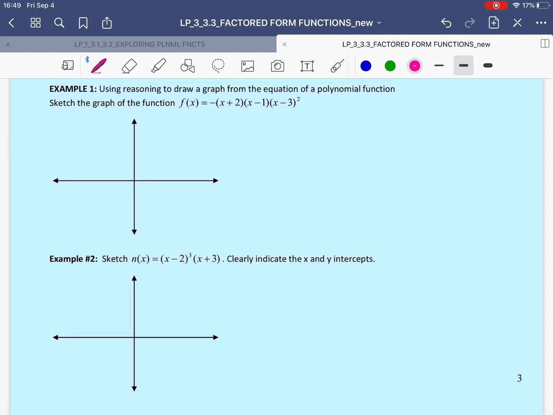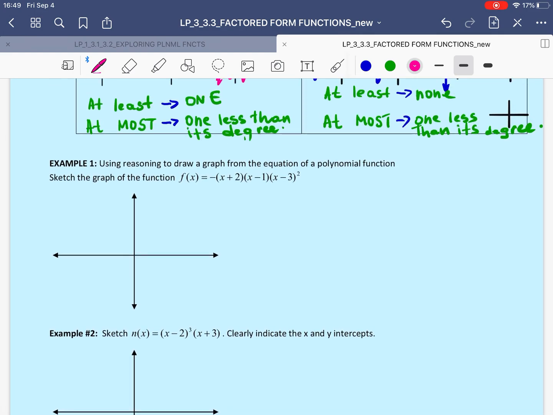So I brought two examples in here to illustrate what we have learned so far, or to practice what we have learned so far. In the first example, we have to sketch f of x equals negative (x plus 2)(x minus 1)(x minus 3) squared. First thing I want to do is identify the intercepts. So we have an x-intercept at negative 2, an x-intercept at 1, and an x-intercept at 3. This one is going to be first order, and this is a second order. So I know that at this x-intercept, I have to make a turning point.